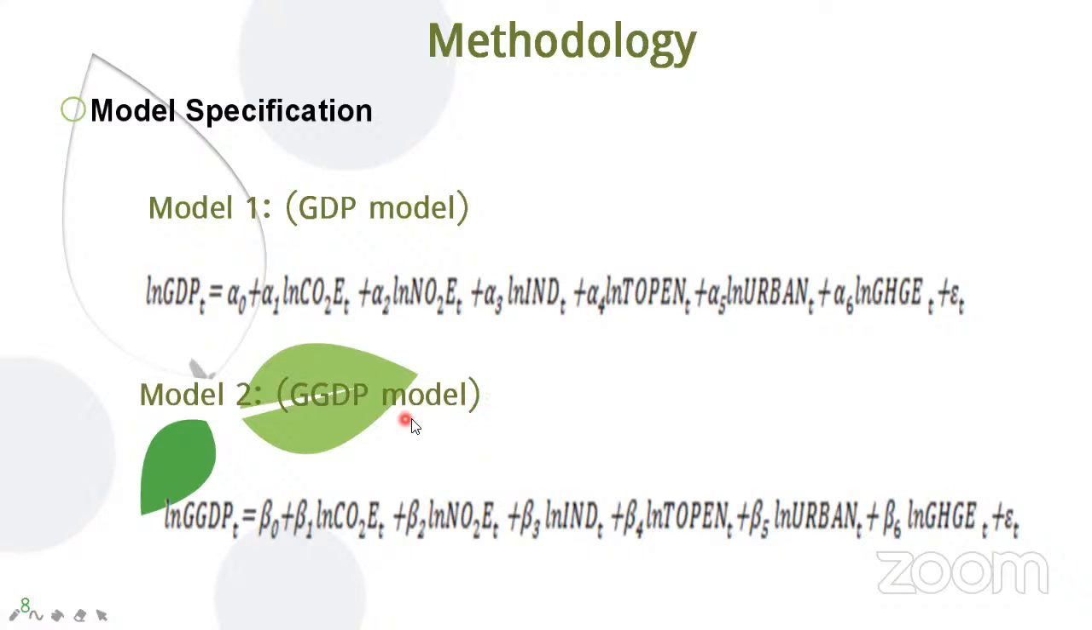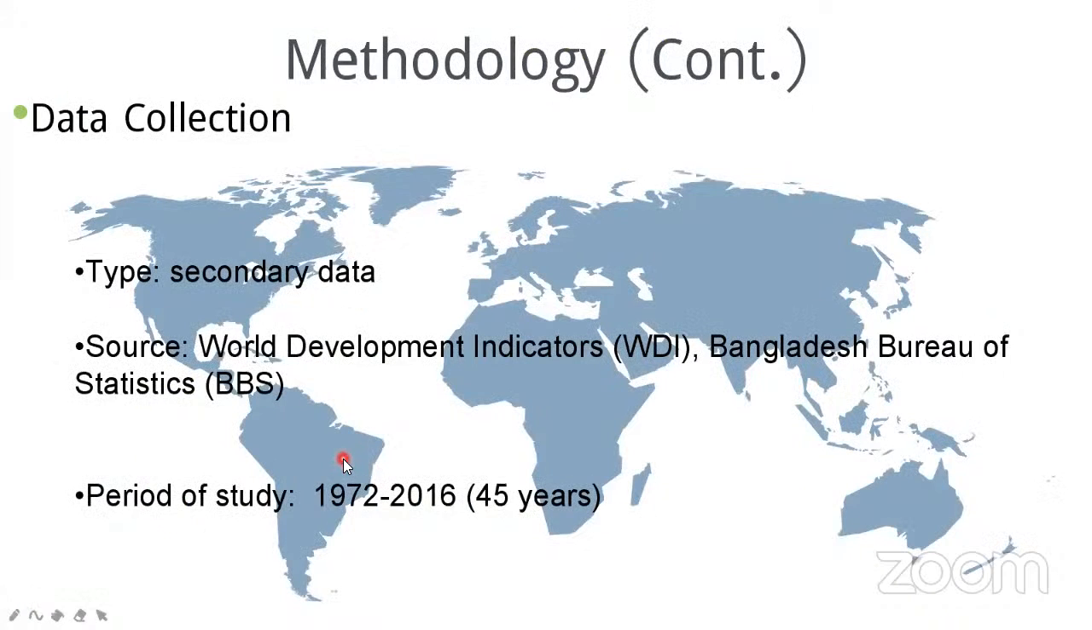This model has been launched to see whether these variables are related with GDP or green GDP in the long term or short term. The data collected here are from the World Bank's World Development Indicators, and some data are collected from the Bangladesh Bureau of Statistics. The period of study here is 1972 to 2016, that is, over the data of 45 years, the study has been conducted.